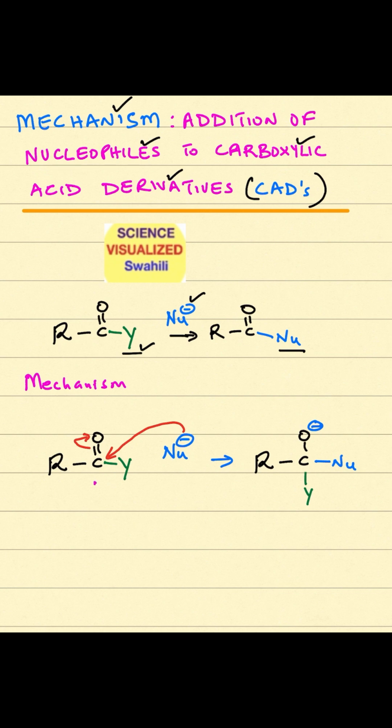Now look at this carbon. This is an sp2 carbon. It's bonded to three things, and then here it changes to an sp3 carbon. So that is an intermediate, and it's called a tetrahedral intermediate because that carbon becomes tetrahedral.